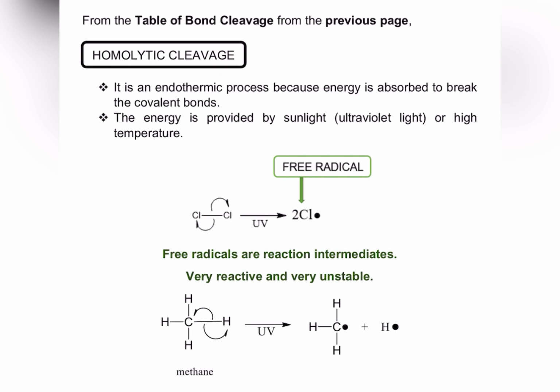For example, I have methane that undergoes homolytic cleavage with UV as your special condition. What will happen? The bond between carbon and hydrogen will be split equally, and CH3 radical, or another name we call it methyl radical, is one of the products, and the next one is hydrogen radical. This is another example of homolytic cleavage that can happen in methane. So I hope you are clear with these examples.